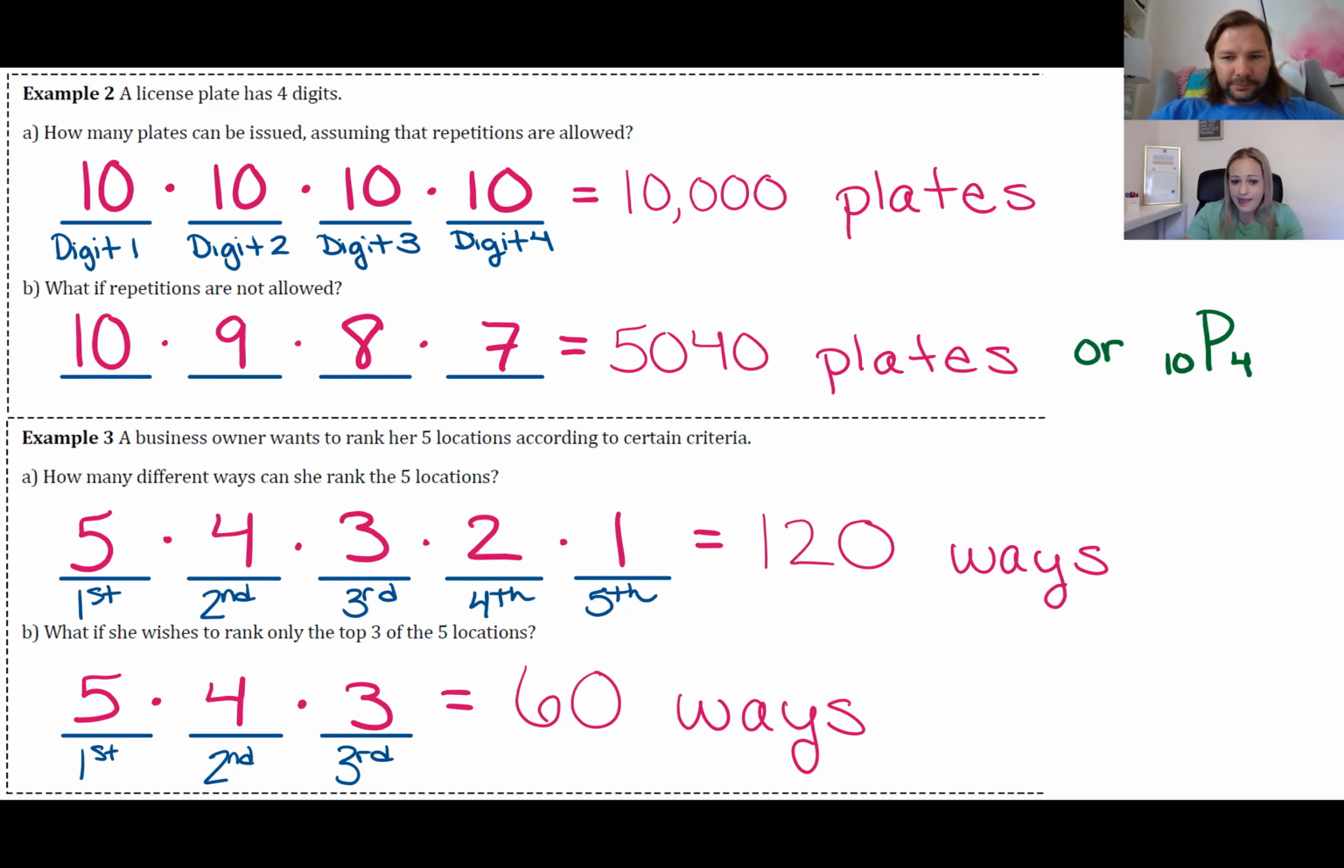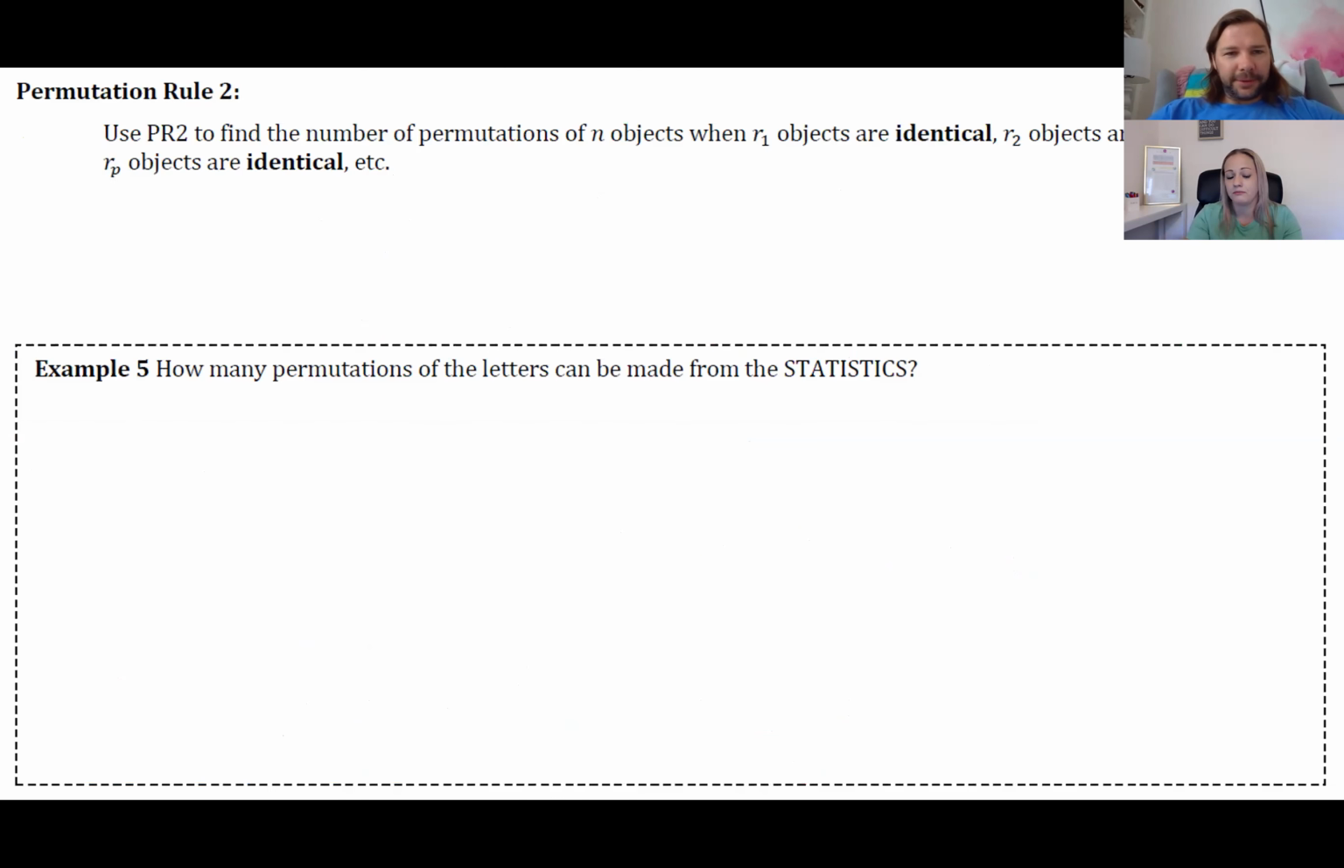On 3A, there was no repetition. We had the 5 locations and we were basically permuting all 5 of them. So you would get the same answer if you did 5P5. And then for part B, we had the 5 locations and we were only permuting the top 3. So another way of answering that one would be 5P3.